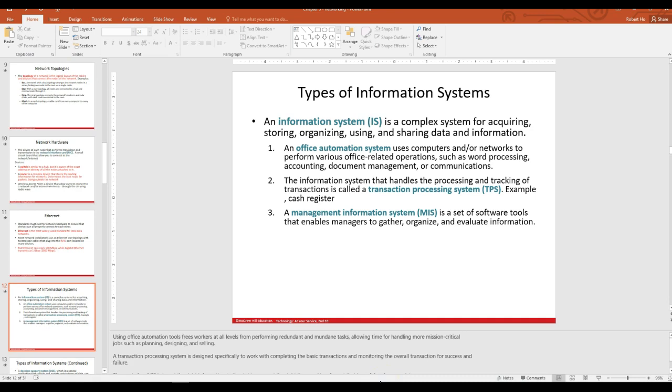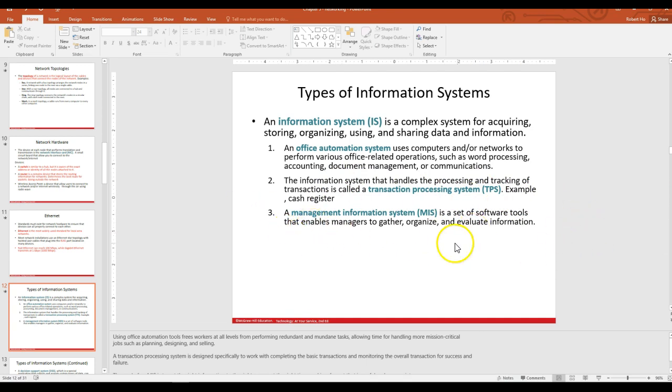What is an information system? An information system is basically a complex system for acquiring, storing, organizing, and sharing data and information. You have the office automation system, like Word, Excel, PowerPoint. All of this is called office automation system. Then the transaction processing system handles the processing and tracking of transactions, for example, a cash register or ATM.